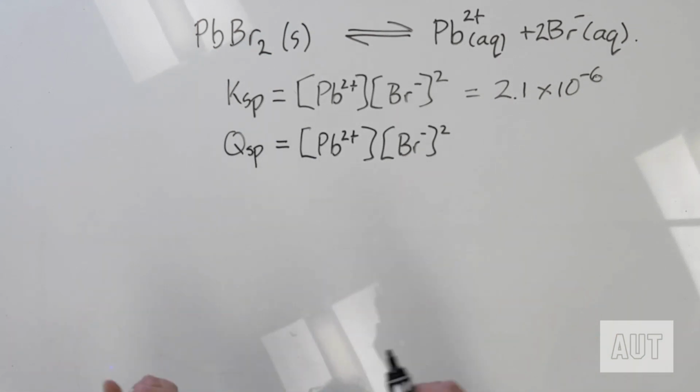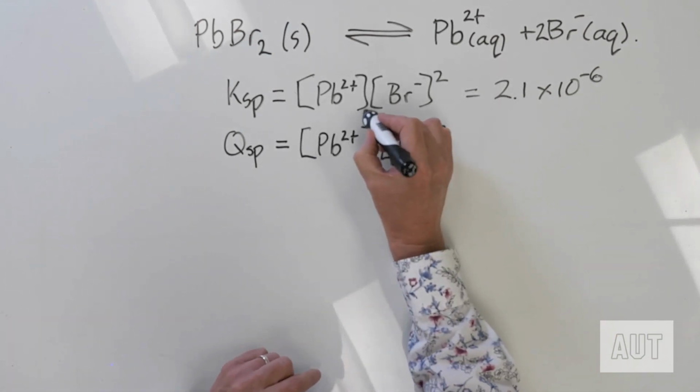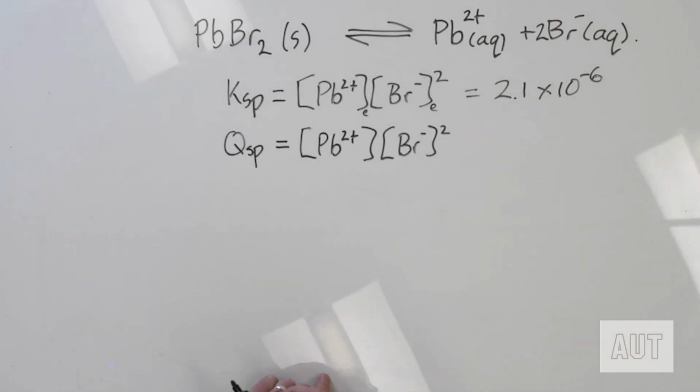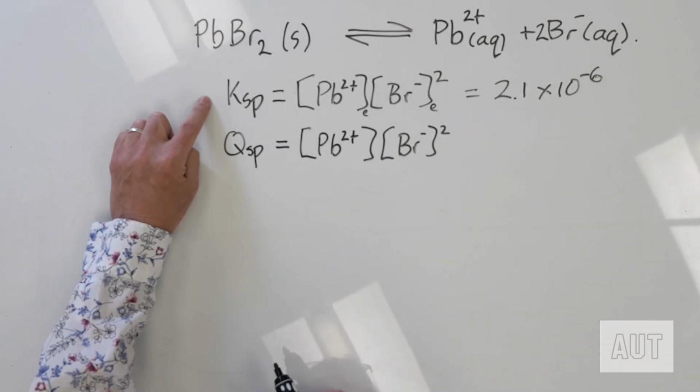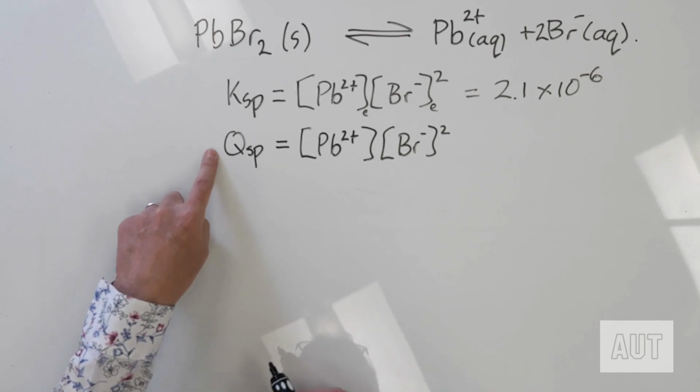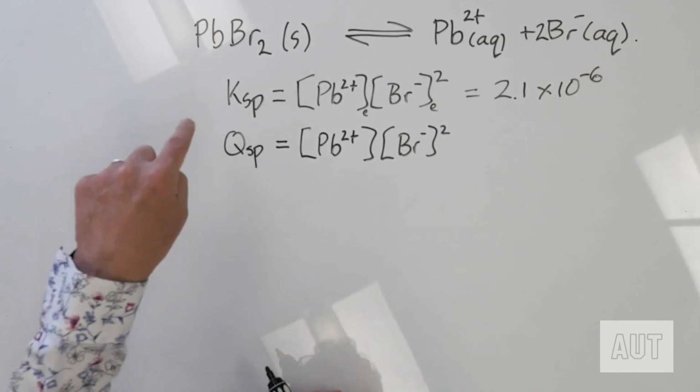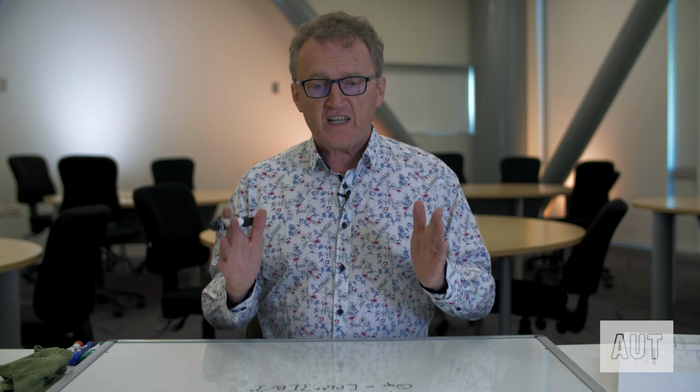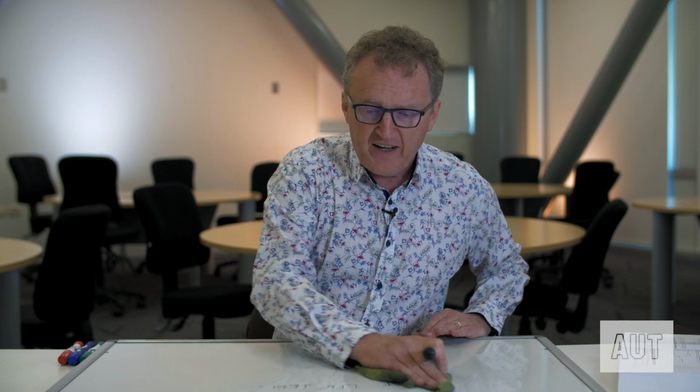Now remember, the difference between Q and K is that K only has one value at a particular temperature, whereas Q can have any value. But the importance of Q is that we can compare our value of Q with our value of K, and that tells us whether we're at equilibrium or not, and if we're not, which way we have to go to get to equilibrium. You've seen that concept before, so let's now utilize it in terms of solubility.